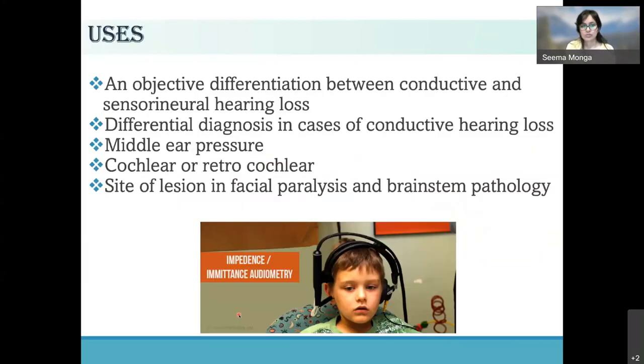So what are the uses? We all know the uses: to check the middle ear pressure, to check whether it is cochlear or retrocochlear, to check the site of lesion through the stapedial reflex. We can check the site of lesion in facial palsy and brainstem pathology.